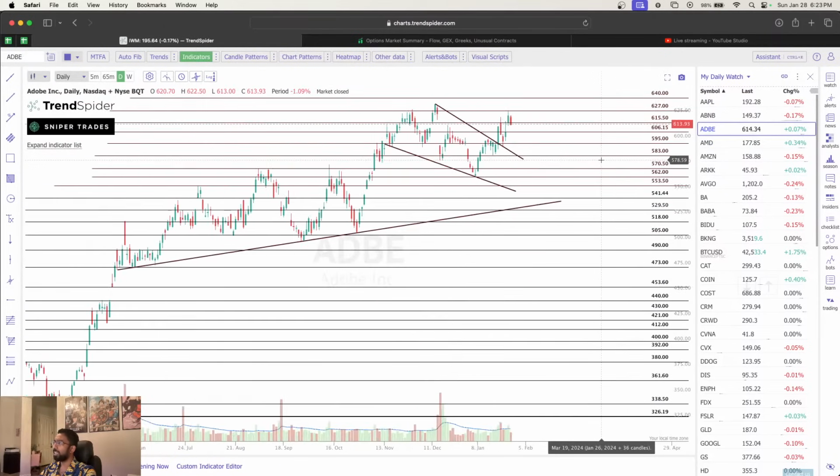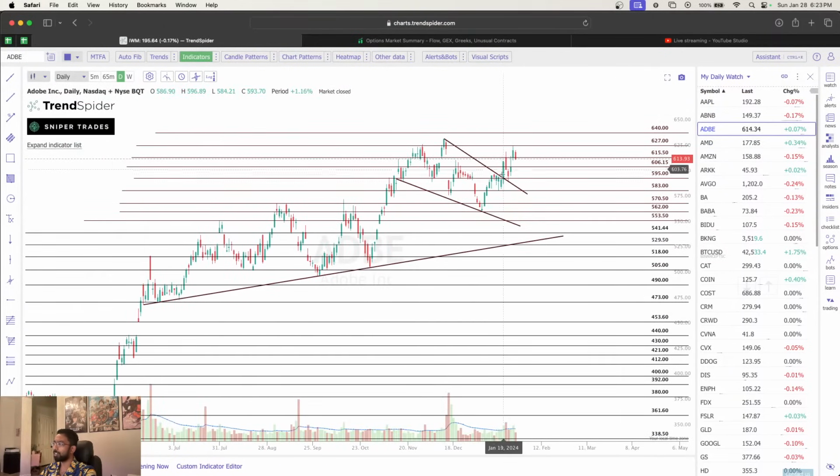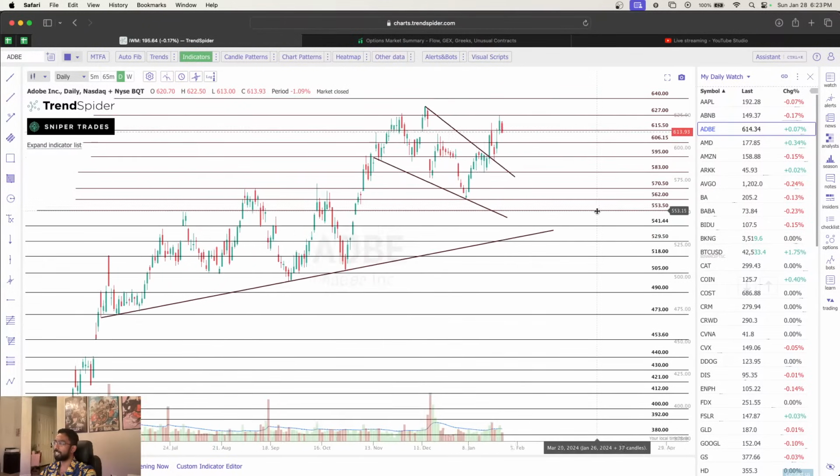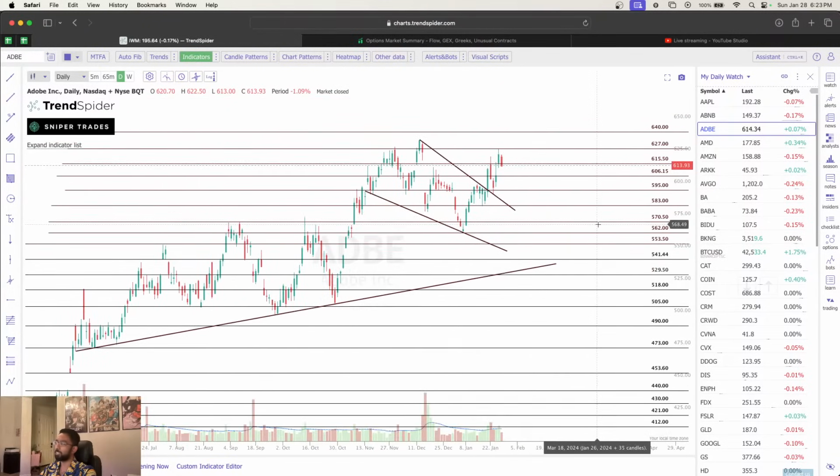Next one is Adobe. This is a classic breakout, retest, breakout with an inside day. Adobe, we might see 606 retested, but going into Microsoft earnings, if Microsoft blows it out of the park with its AI capabilities on Copilot, Adobe is another one that can really move towards 640 this week. But you want to hold on to 600 at least. Otherwise, we might see a retest of this trend line again towards 595 to 583.